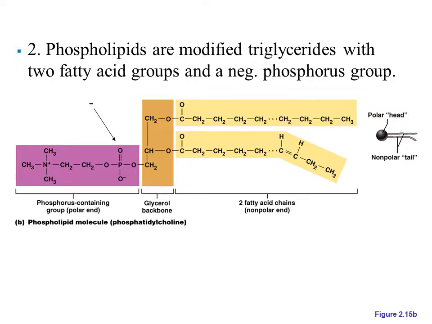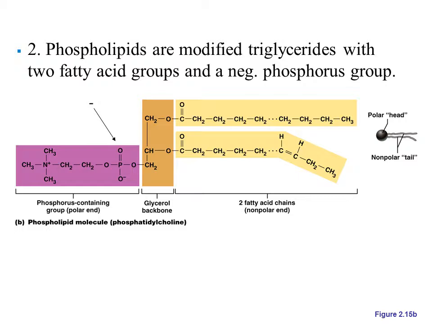The second type of lipid we will talk about is the phospholipid. This phospholipid will be a modified triglyceride. Instead of having 3 fatty acid tails, it will have 2 fatty acid tails. In addition, it will also have a modification done to the head. This head will have a negative phosphorus group. This negative will make the head of this phospholipid polar.